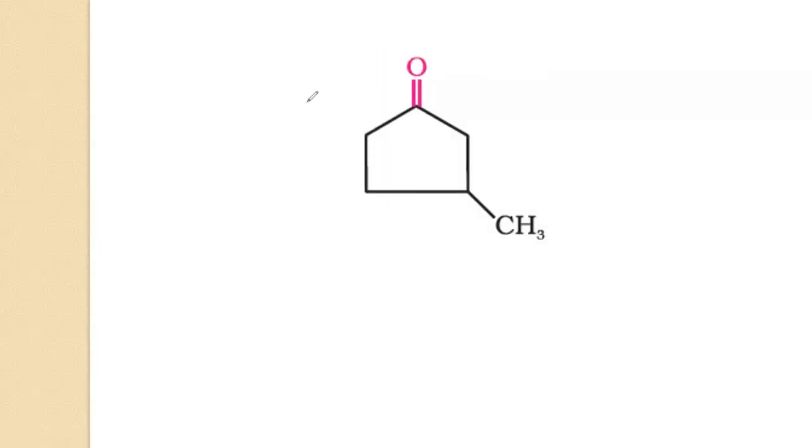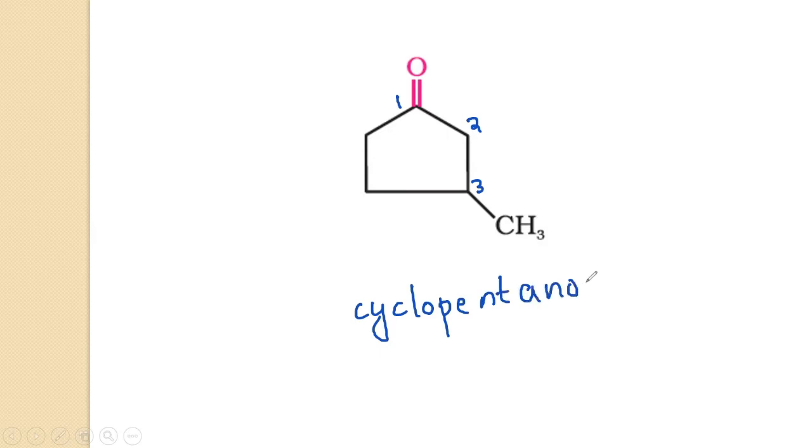This is cyclopentanone with a methyl substituent. So 1, 2, and 3. The third position we have a methyl group. Otherwise, this is a cyclopentane ring. So we call it cyclopentanone with a methyl group substituent in the third position. So we call this 3-methyl cyclopentanone.